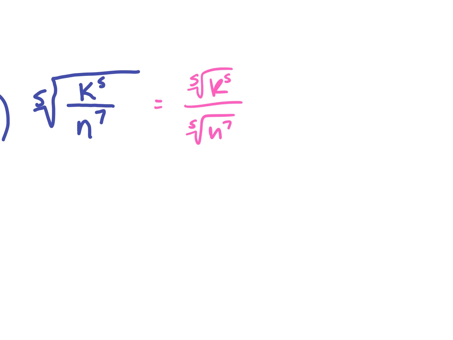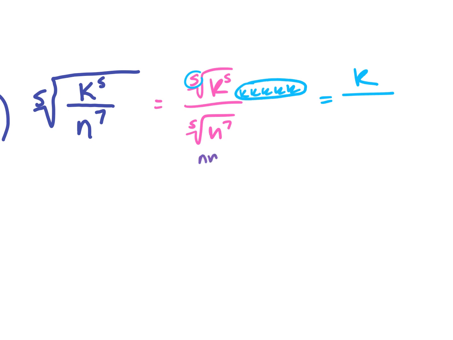How many K's do I have up top? 5. And I'm circling groups of how many? Groups of 5. So how many K's come to the outside? 1. Do I have any that are left on the inside? Nope. Perfect. Let's do the N's.